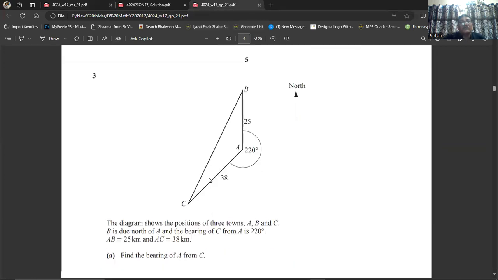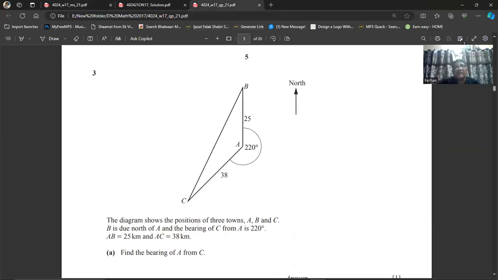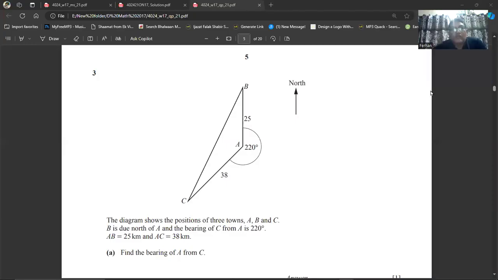So this was question number 2. Now we are on question number 3. It says the diagram shows the positions of 3 towns, A, B, and C. B is due north of A, and the bearing of C from A is 220 degrees. AB is 25 kilometers and AC is 38 kilometers. Part A: find the bearing of A from C.